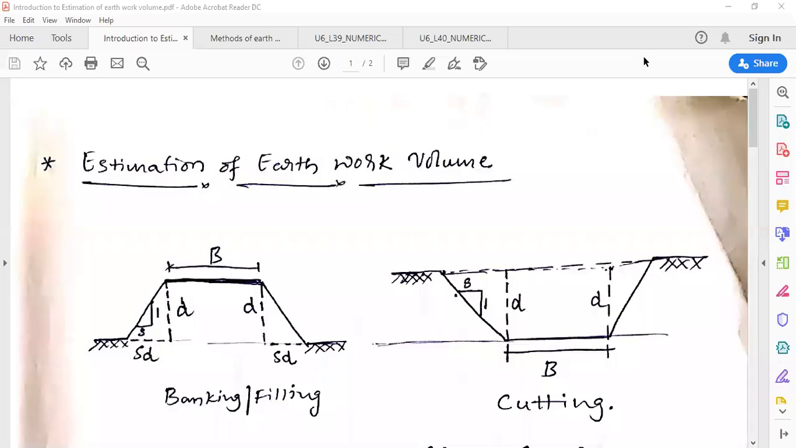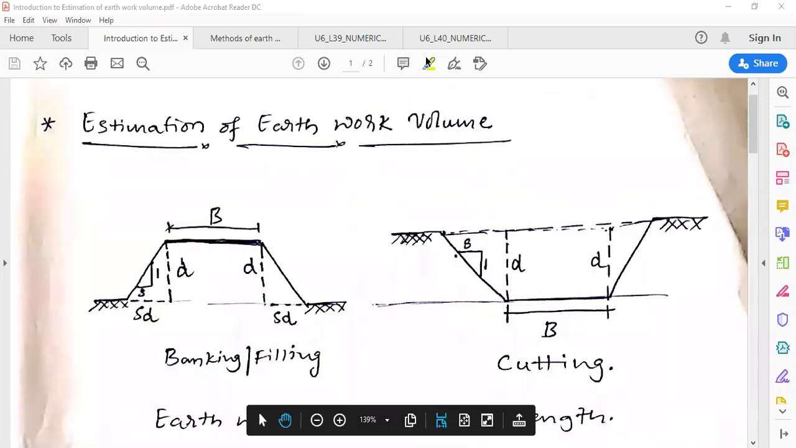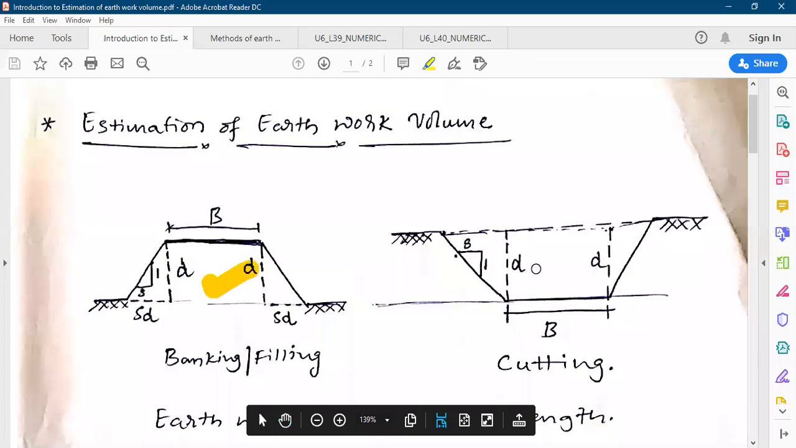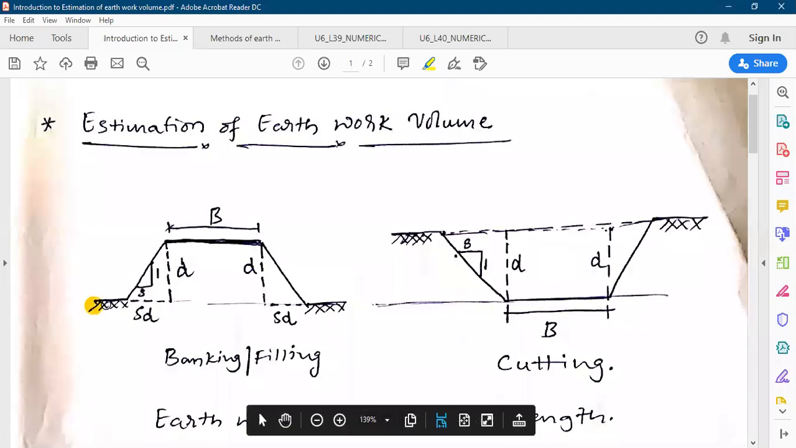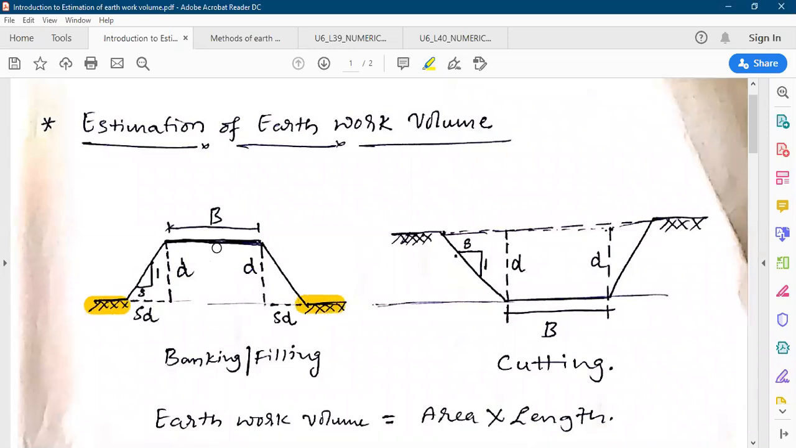So we have started with the earthwork calculation for road. This is the cross section in case of filling or banking, and this is the cross section which you can see in the cutting portion. The road or the highway is generally constructed over the ground surface at some elevated height. That is why the name comes highway, which is elevated at some height over the earth surface.